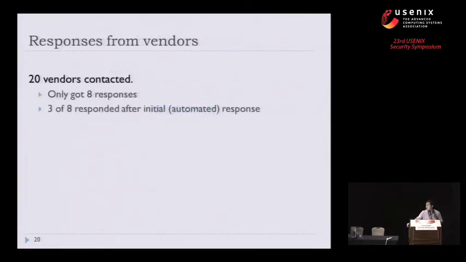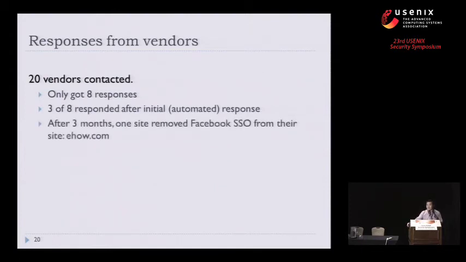Finally, these are some responses we got from the vendors. We manually contacted 20 vulnerable vendors, and we only got 8 responses, and only 3 of these 8 responded after the initial automated response. Only one site took any action at all, and this is ehow.com. What they did is they removed the single sign-on feature from their site.